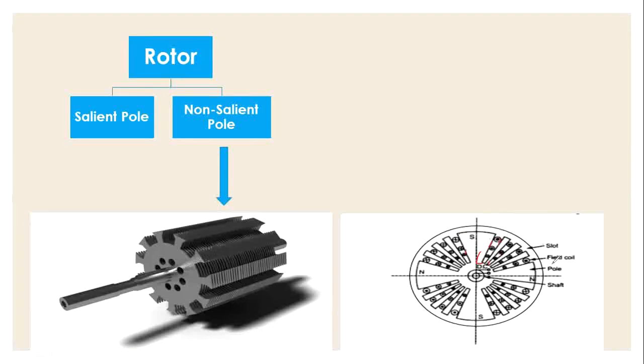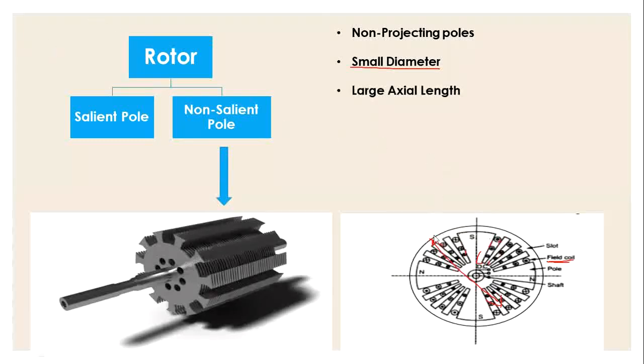And inside these slots, what are we going to place? Field coils or the field windings. Okay, now let's see their features one by one. So the first one is that they have non-projecting poles, as I already told you. Then they have a smaller diameter. Okay, so they have a small diameter compared to the salient pole type of rotors, whereas they have a large axial length. So if the axial length is this length, they have a large axial length compared to their diameters.